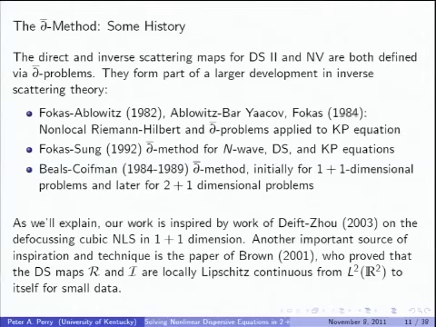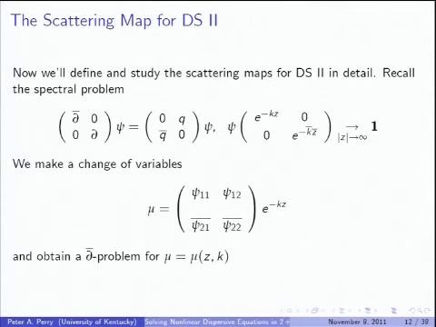And another important source of both inspiration and technique is the paper of my colleague at Kentucky, Russell Brown, who in 2001 proved that these scattering maps for the Davey-Stewartson equation are in fact locally Lipschitz continuous from L2 to itself. So that's actually, in a sense, a stronger result than mine, but it's restricted to small data, and there's a good reason why. Okay? But some of the techniques of Brown turn out to be crucial to what I do, and I'll explain that.